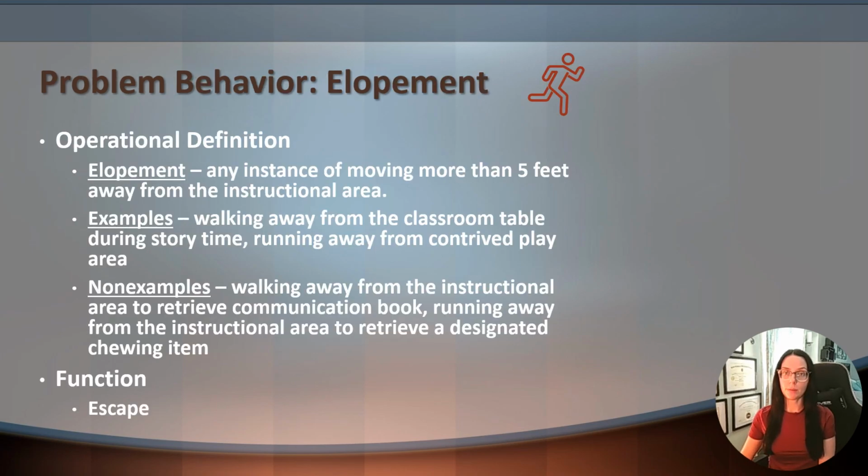One of Client P's problematic behaviors was elopement. The operational definition of elopement is any instance of moving more than 5 feet away from the instructional area. Examples include walking away from the classroom table during story time and running away from a contrived play area. Non-examples included walking away from the instructional area to retrieve the communication book, as well as running away from the instructional area to retrieve a designated chewing item. The perceived function was escape.